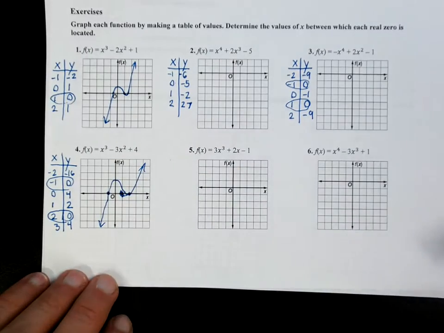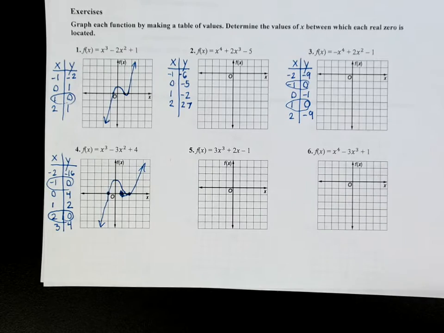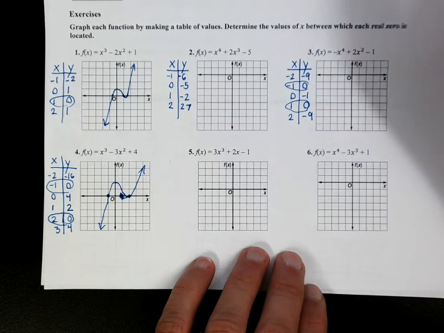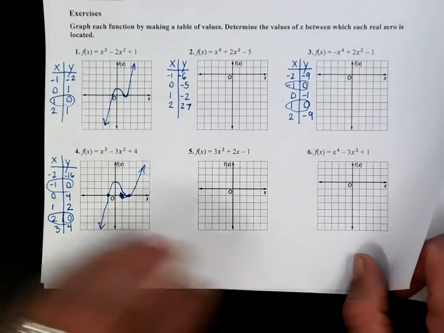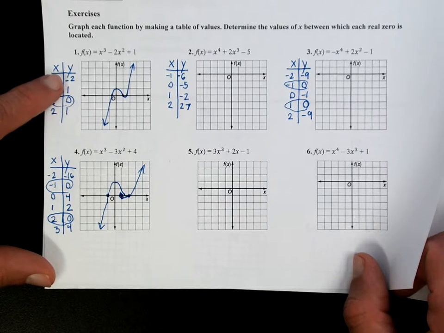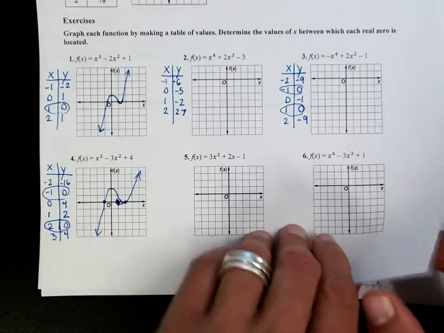So that's essentially what you're doing. All you're doing on this one is trying to figure out where you have a change in signs on the y. If it changes signs on the y, that means that you actually went through the x-axis. So let's do a similar thing here.